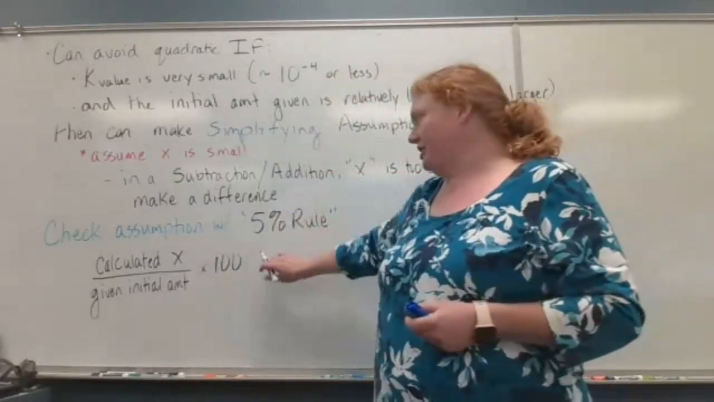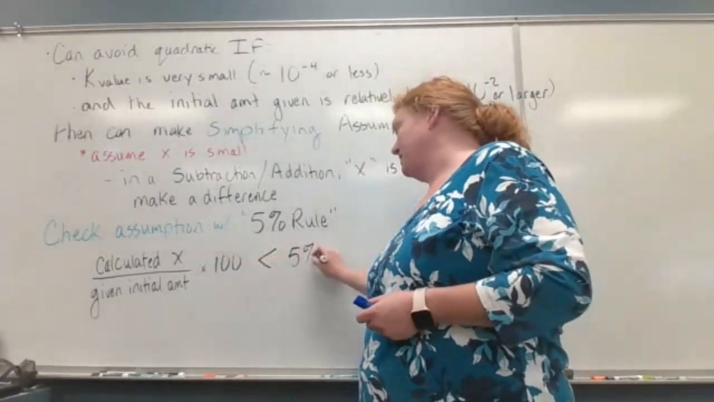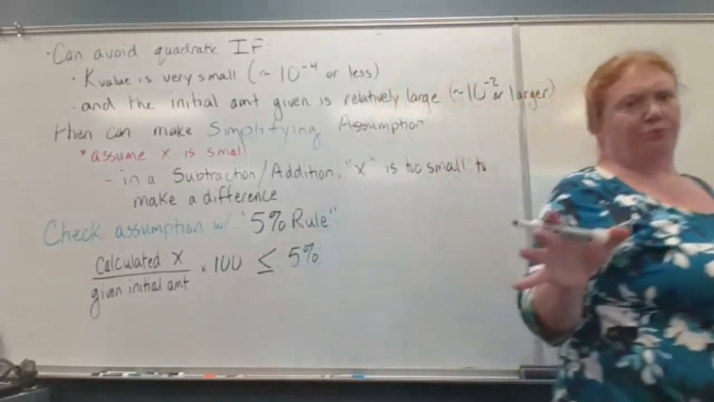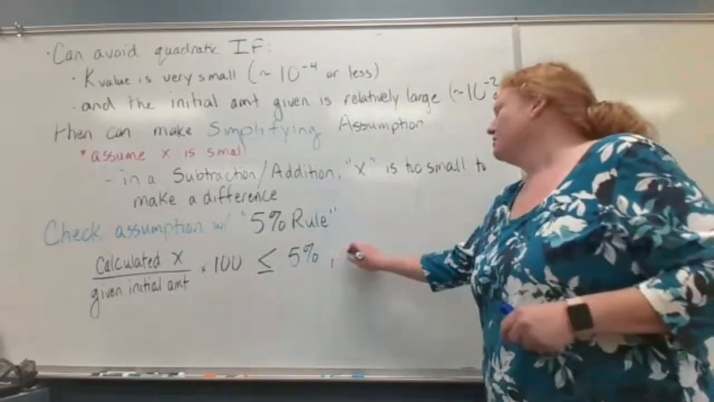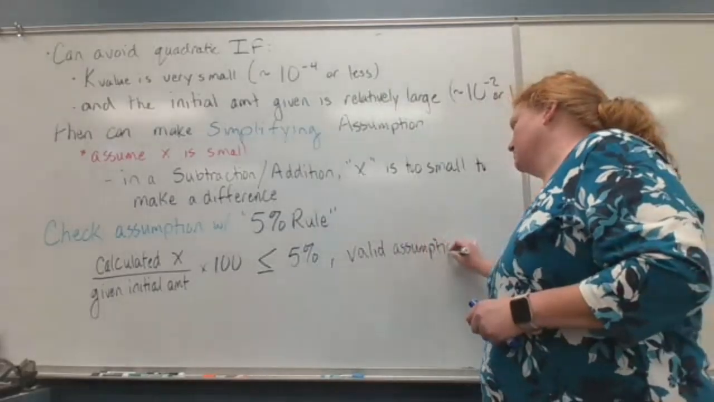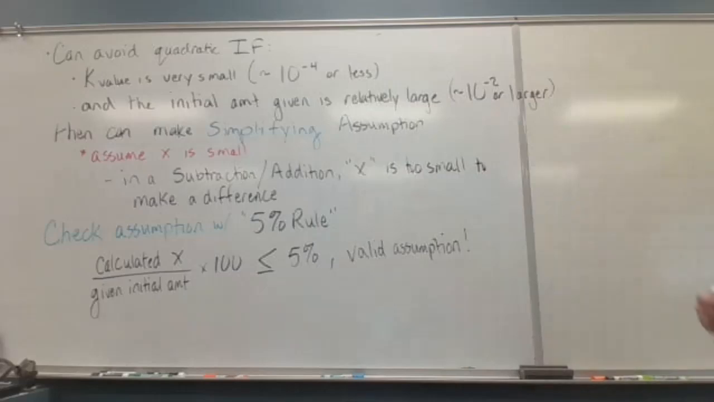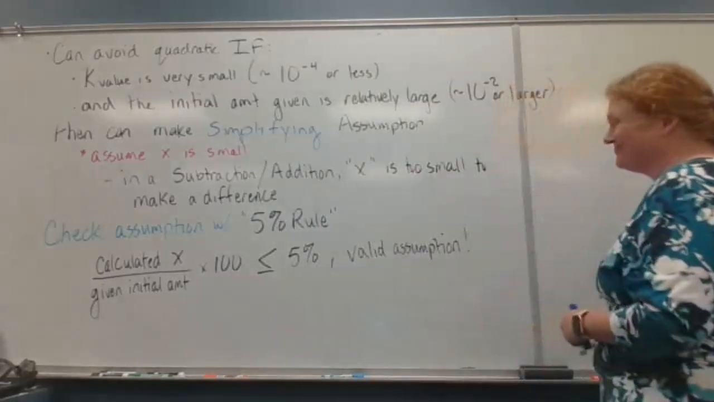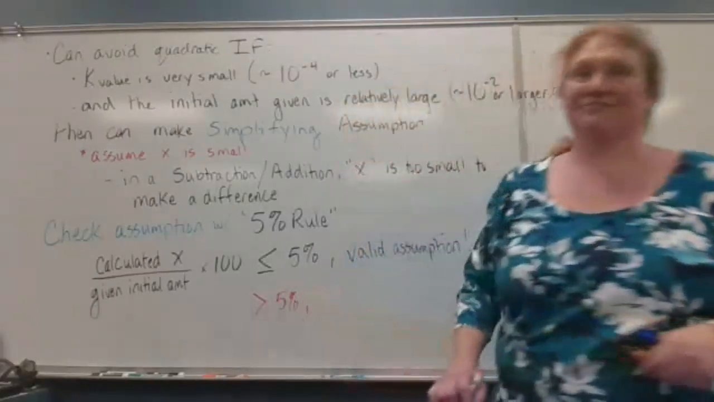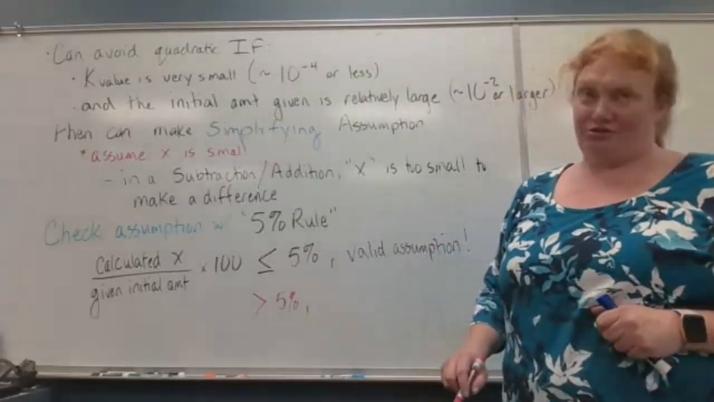If your answer here is less than 5%, or even equal to 5%, let's say even if it's equal to 5%, you're probably still fine. Then this was a valid assumption. It was fine to assume x was small. But if it's greater than 5%, you got to go back and solve for x using the quadratic.